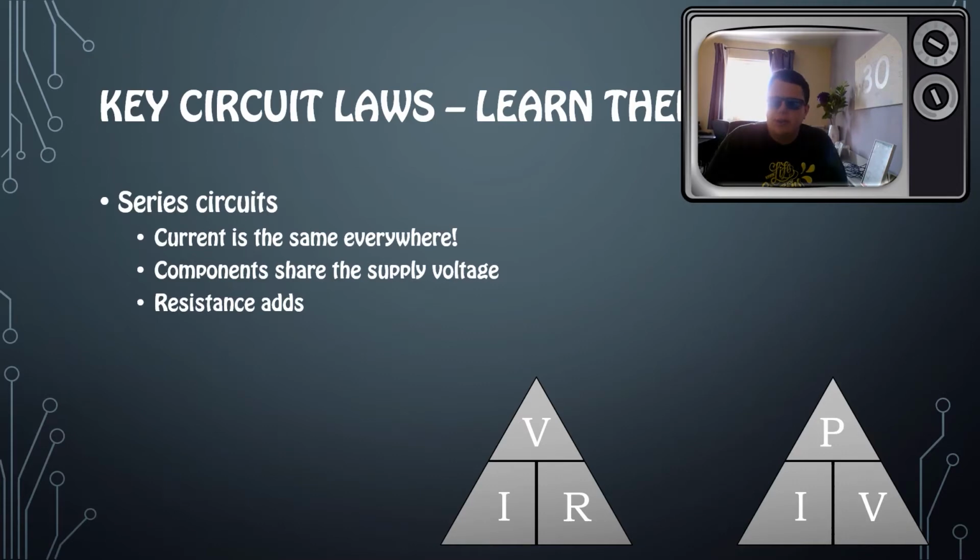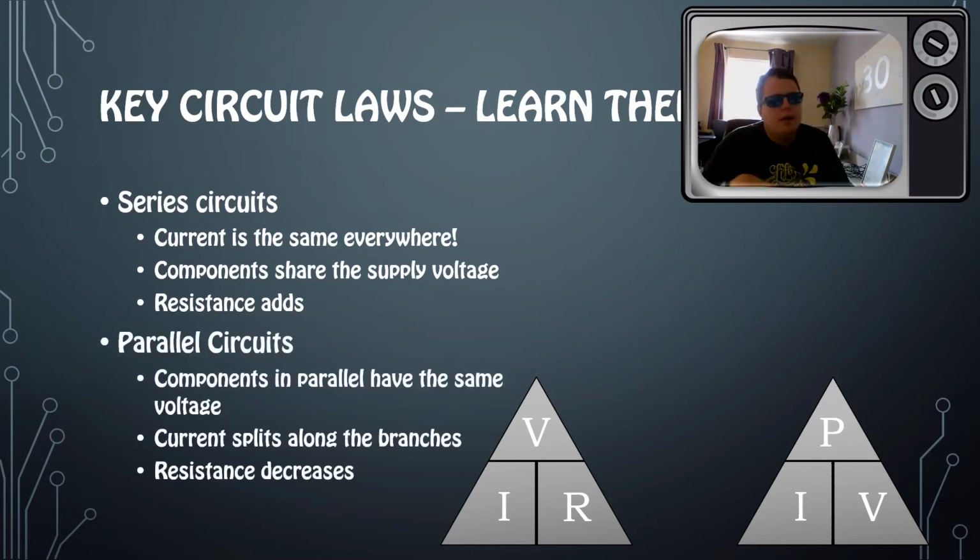But adding more things in series is always going to increase the overall resistance of a circuit. Because if you think about it, the current's got to go through each one, so it's going to get harder and harder and harder for that current to get through. For parallel circuits, components in parallel have the same voltage. Because the electricity will only go through one or the other, it needs to give all that voltage away before it gets back to the cell, so same voltage.